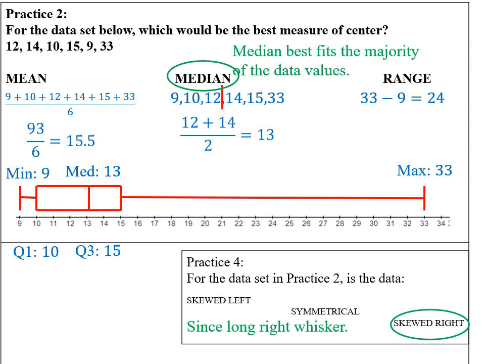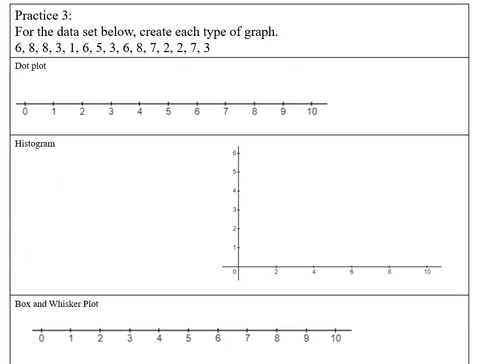Okay. If you need to, pause the video before we go on to the last one. So for practice 3, we want to create each type of graph. Dot plot and box and whisker plot I'm going to ask you to do on your own, but I'll show you how you can use what we do for the histogram to help you with those other two.